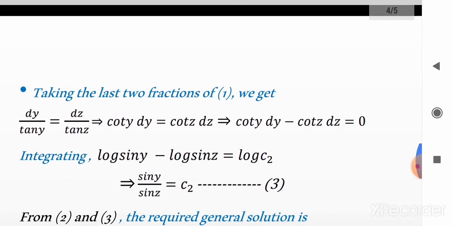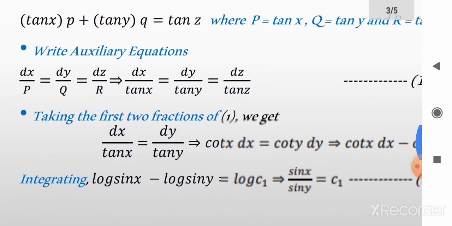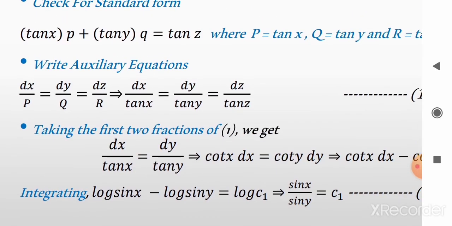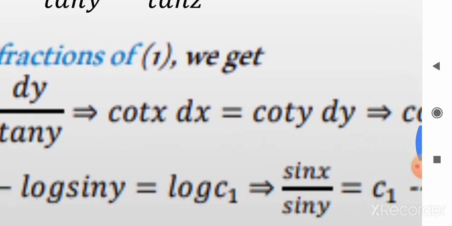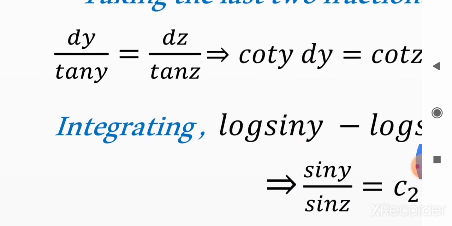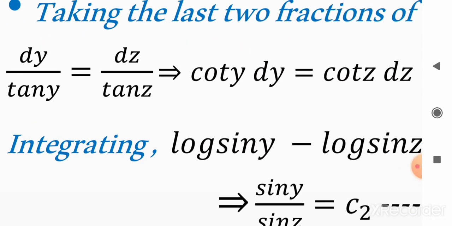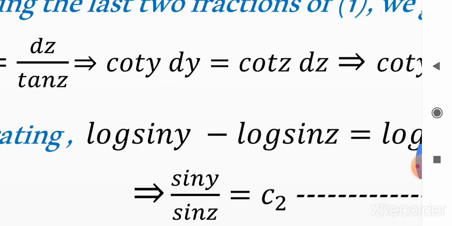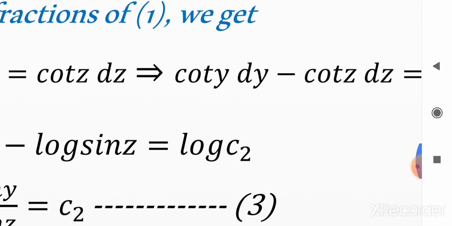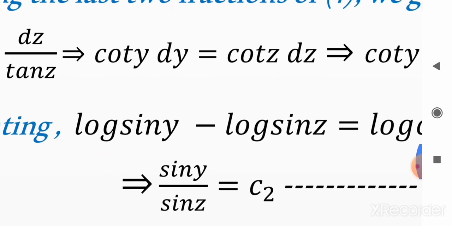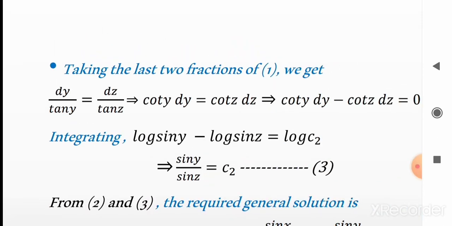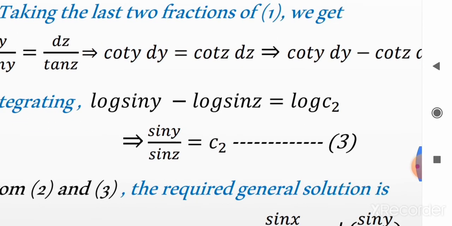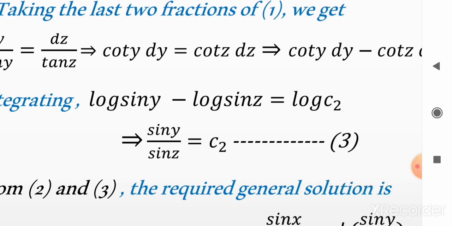We have to find the other independent solution. For that we are using the auxiliary equation dy by tan y is equal to dz by tan z. Solving this, you will get the same steps. 1 by tan y is cot y, 1 by tan z is cot z. So you get cot y dy minus cot z dz is equal to 0. Again integrating, you get log of sin y minus log of sin z is equal to log of c2, a logarithmic constant. Simplifying in the same way, you get sin y by sin z is equal to c2.